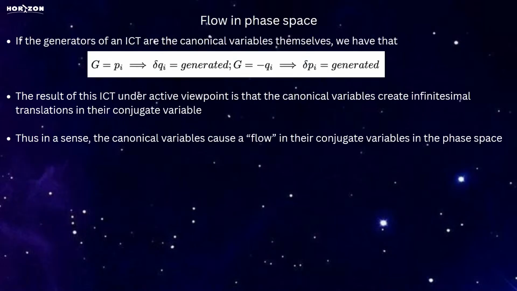Okay, what if our generator is a canonical variable? If we simplify our bracket relations, which we have seen before, we get that if the variable is p_i, then delta q_i is generated. And if the variable is minus q_i, then delta p_i is generated. So the result is that under the active viewpoint, canonical variables create infinitesimal translations in their conjugate variable. This is what we call flow in phase space.